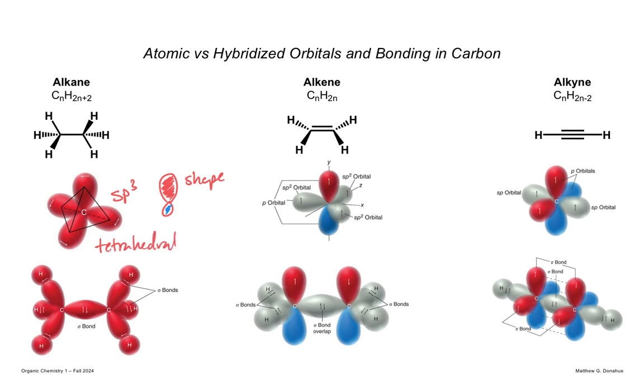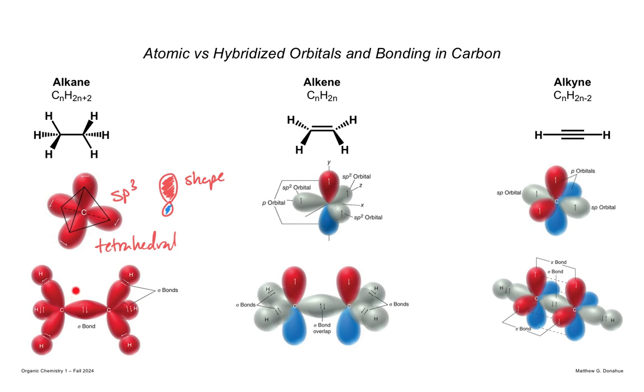So the 4 sigma bonds are in a tetrahedral arrangement or shape, and that's to maximize the distance between the bonds. And so, as I've drawn here, we see there's 2 carbons, 6 hydrogens, so that's ethane.